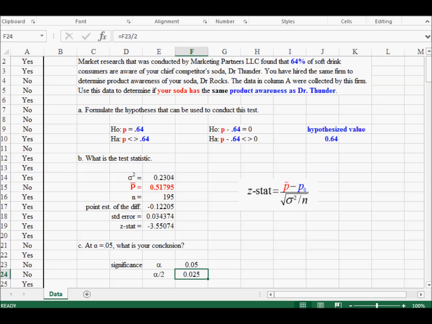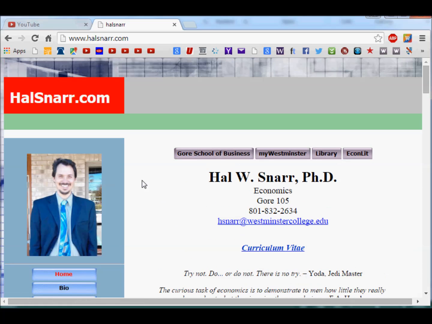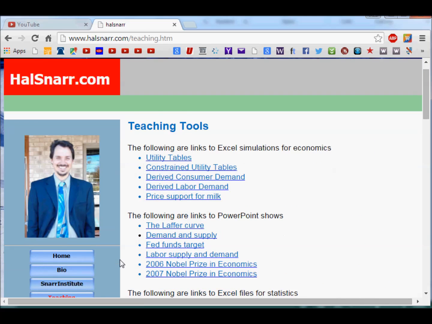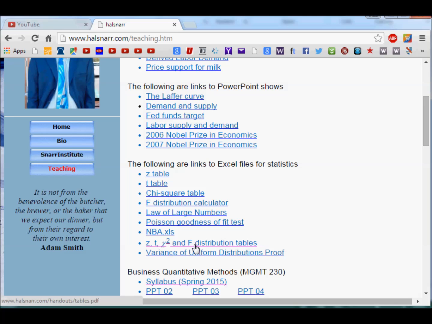Now we can get the z critical values from the standard normal table, or as I like to call it, the z table, or we can get the critical values of the test from the infinity row of the t table. If we go to the t table, we are going to start by going to column 0.025, and then we're going to go to row infinity of the t table. So now we're going to go to my website, halsnarr.com, and the teaching page, and we're going to scroll down until we see the z, t, chi-square, and f distribution tables.